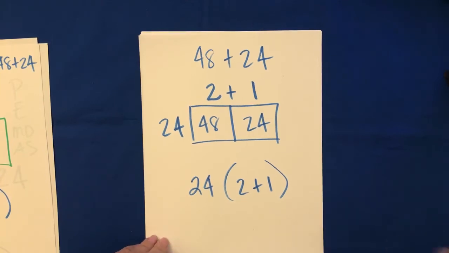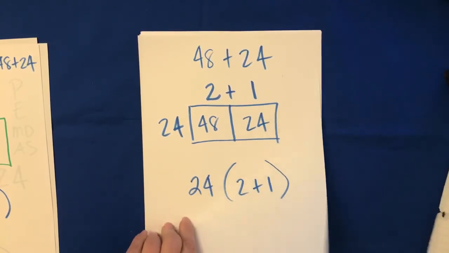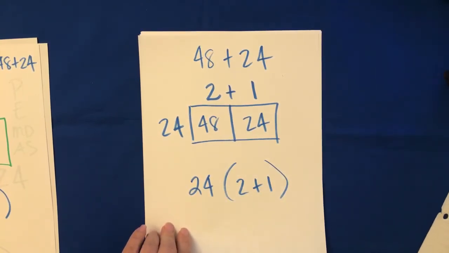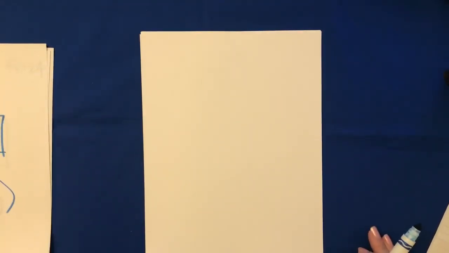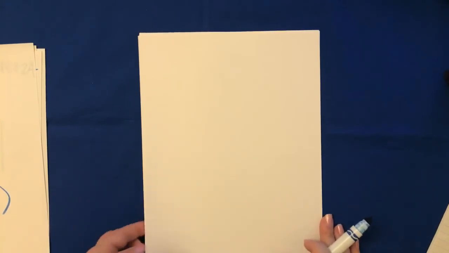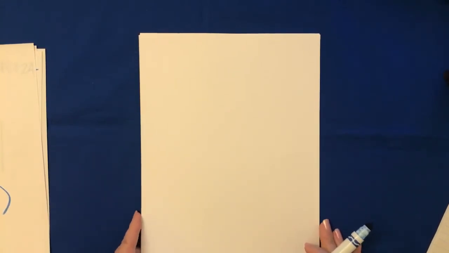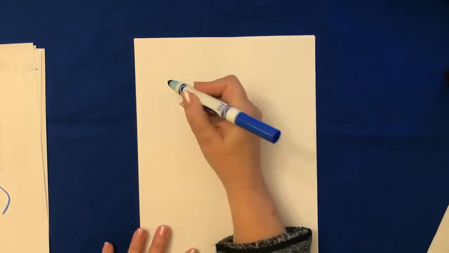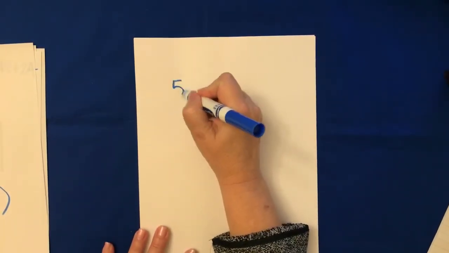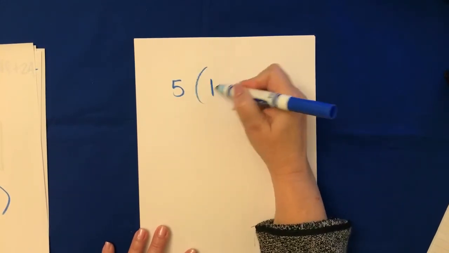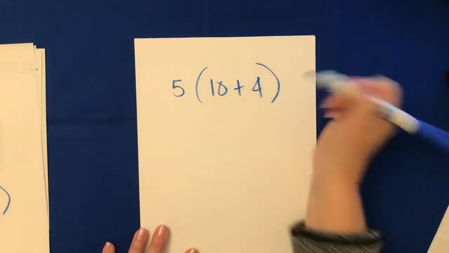All right, great job. So now what I'd like to do is I'm going to try giving you the add-ins and the common factor and see if you can figure out what the total value is by distributing it. So what if I give you 5 and then 10 plus 4 inside.